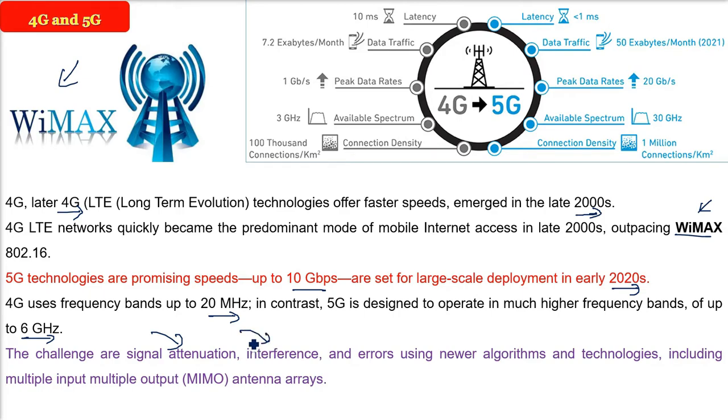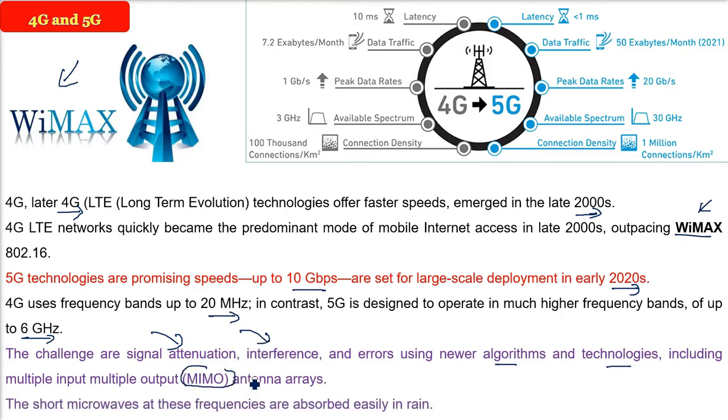Now, what are the challenges? High frequency means a lot of attenuation, a lot of interference. Because of this, newer algorithms are being made and new technologies are emerging, say MIMO, multiple input, multiple output antenna arrays. And these short microwaves of this range of frequencies are easily absorbed by rain. So this is also one of the challenges which the designers are experiencing and working on.